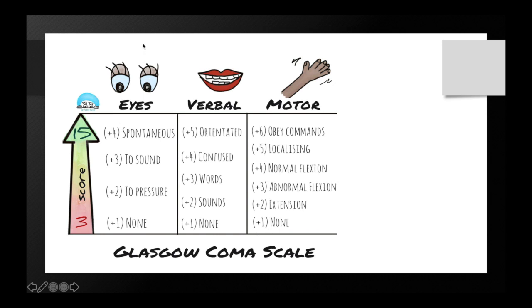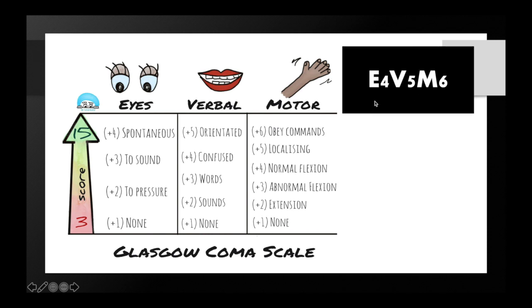So you can memorize it as eyes has 4, verbal has 5, and motor has 6: 4, 5, 6, right? So if we add up all the maximum scores, 4 is the maximum score of eye response, 5 is the maximum score of verbal response, and 6 is the maximum score of motor response. If we add up 4, 5, and 6, we get 15. So 15 is the maximum score, right? Now let's understand how we really assess the patient on the basis of the GCS score.